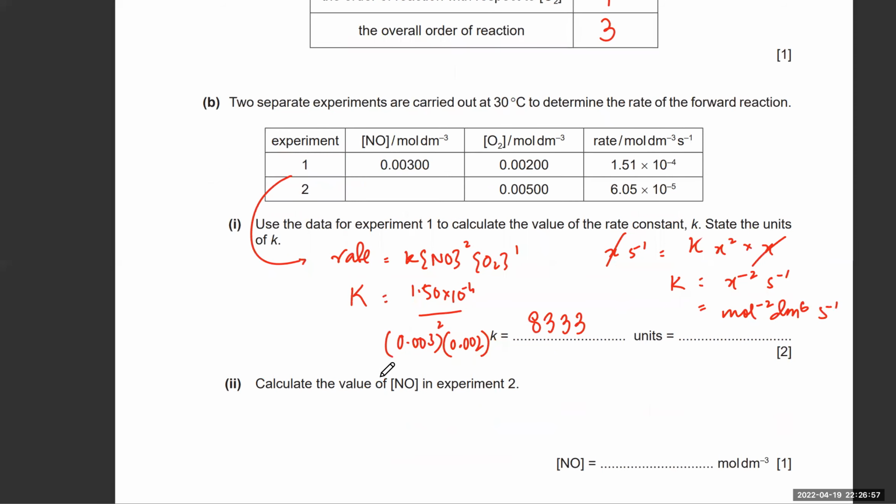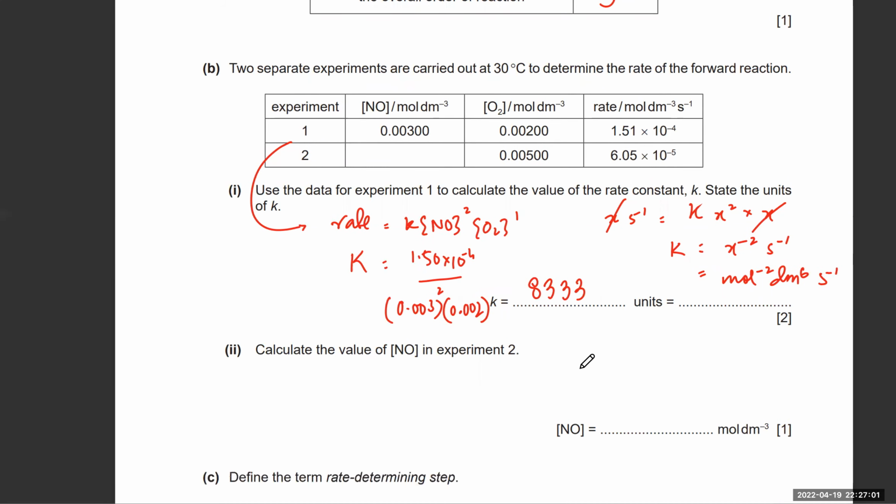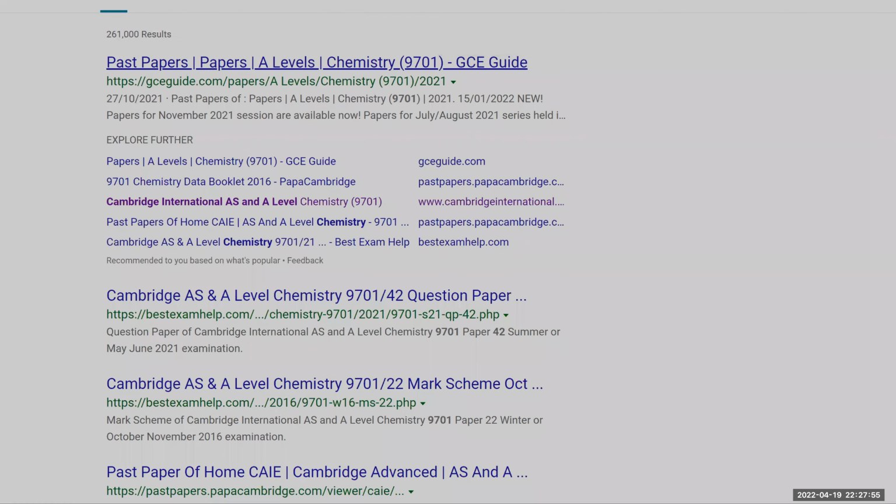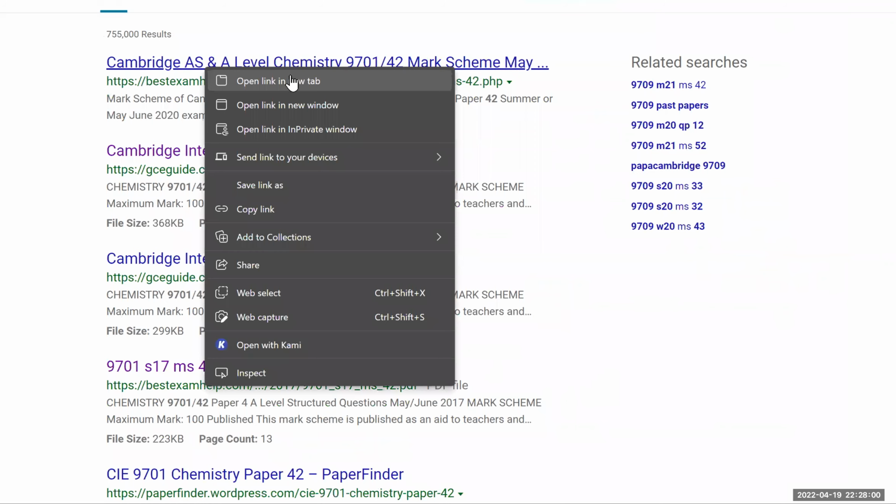So that's about it. Calculate the value of NO concentration in experiment 2. So you found the value of k, right? I'm going to use the same rate equation, and now I'm going to use experiment number 2. I know what the rate is, 6.05 into 10 to the power minus 5. I know what K is because I've already found that, 8,333. And the NO concentration squared is not known, so that's my unknown, that's squared. And the O2 concentration is 0.005. So can anyone try and calculate this? What do you get for this? And then the whole thing needs to be under rooted. 1.2 times 10 power minus 3.